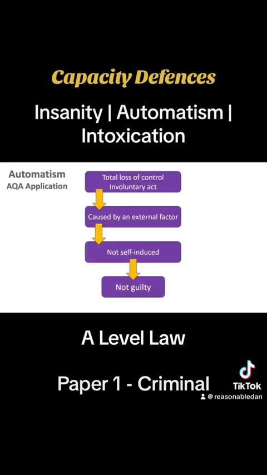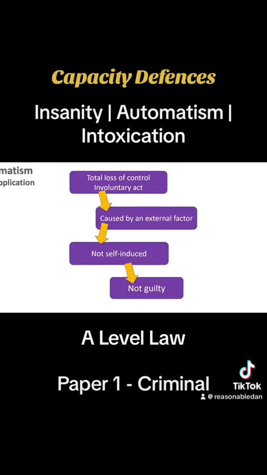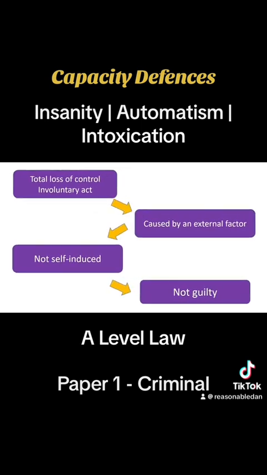So the next offence we're going to look at is automatism, or non-insane automatism. Automatism comes from the case of Bratty and the Attorney General for Northern Ireland. And what needs to happen is, at first, there's a total loss of control. So in essence, the act is involuntary because there is no control from the mind over the body. That's as an automaton might do, for example.